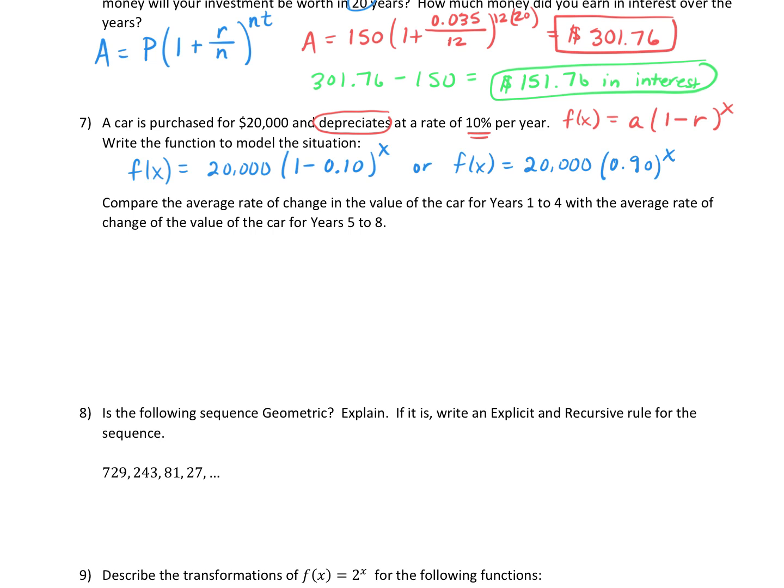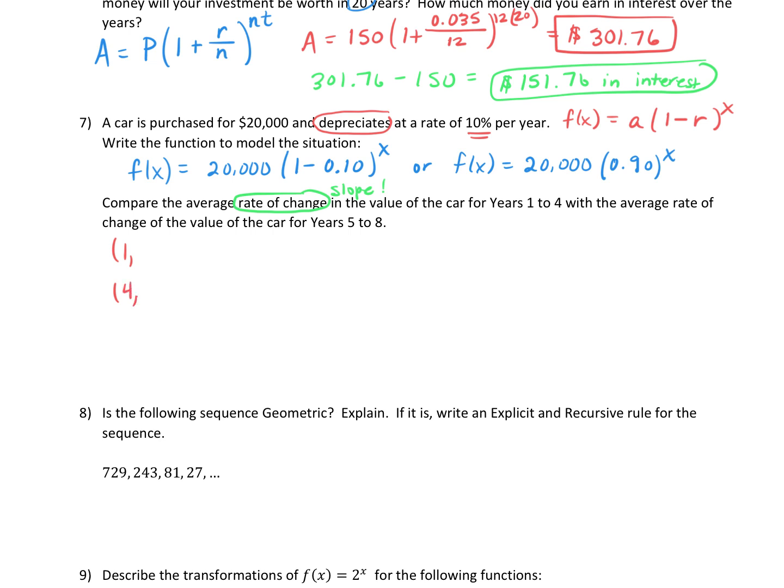All right, compare the average rate of change. Please, please, please circle rate of change. And what word are we going to write in when we see that? Slope. So compare the average rate of change, or the slope, in the value of the car for years 1 to 4 with the average rate of change in the value of the car for years 5 to 8. So years 1 to 4, those are x values. In our function, x is our number of years. So we've got from 1 year to 4 years.